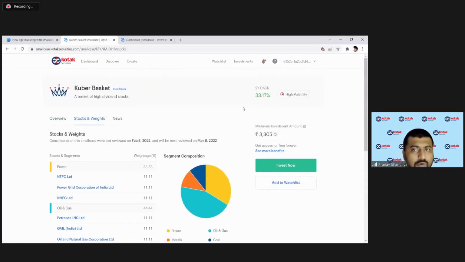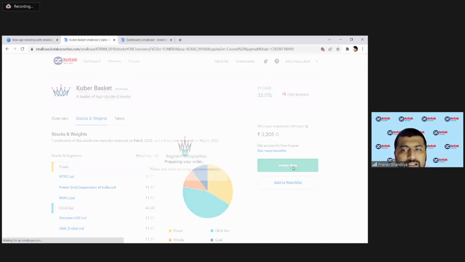I've logged into my Kotak Securities trading and demat account. Now the first thing to ensure is that the minimum investment amount is present in our Kotak account. The minimum investment amount gets debited from the Kotak account and the stocks will get credited to your demat. So once we ensure that 3,305 is available, please click on invest now.